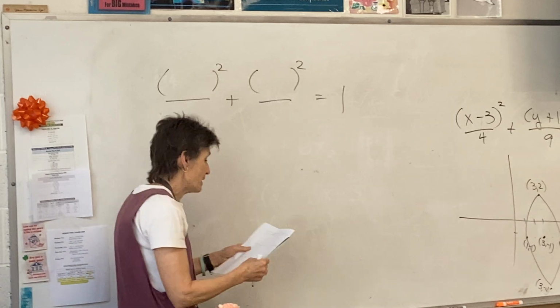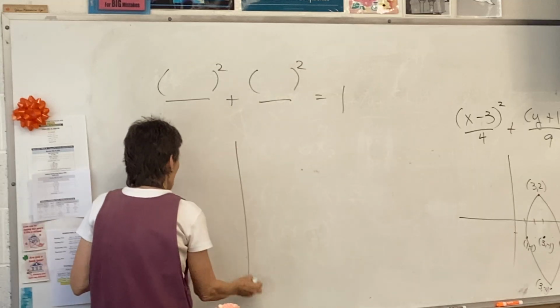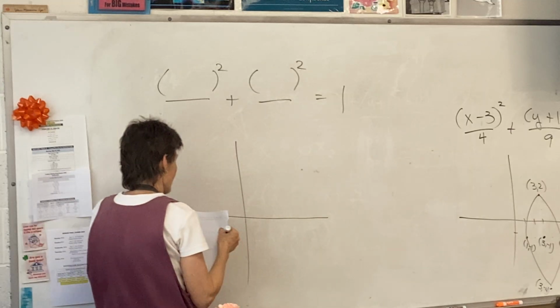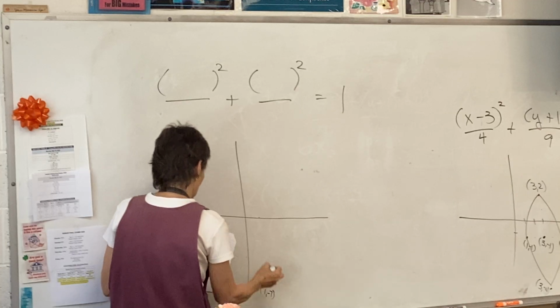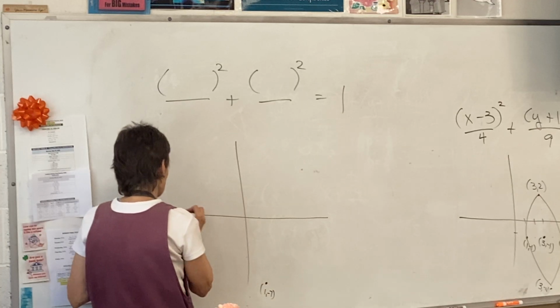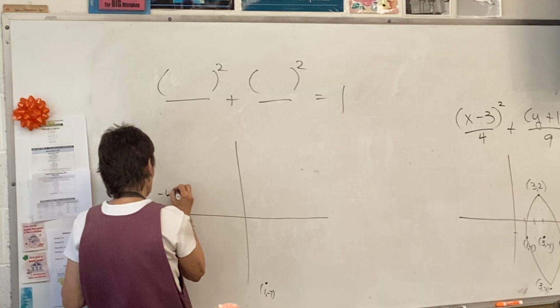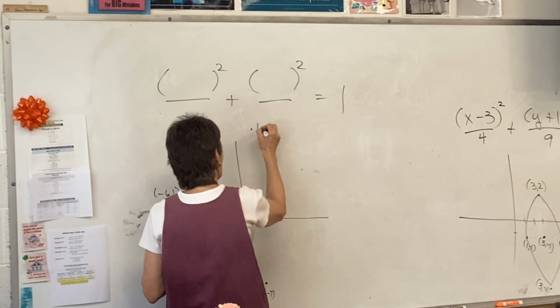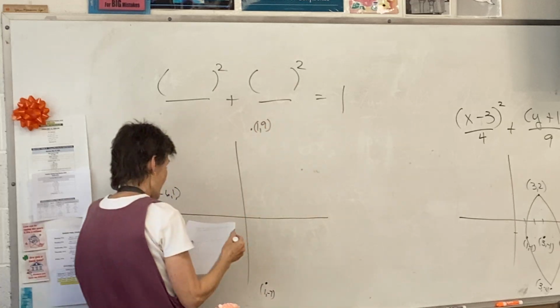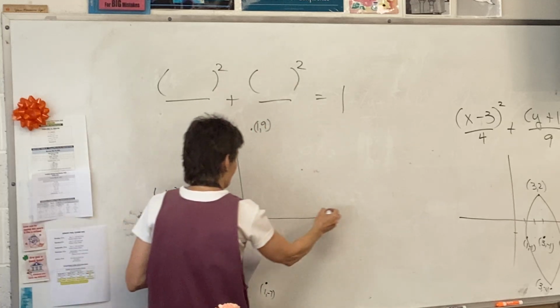All right, let's see what we know. We know the vertices are at (1, -7), (-6, 1), (1, 9), and (8, 1).